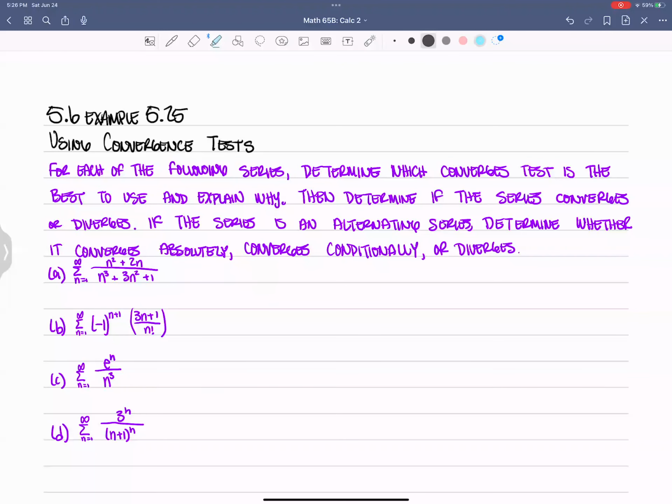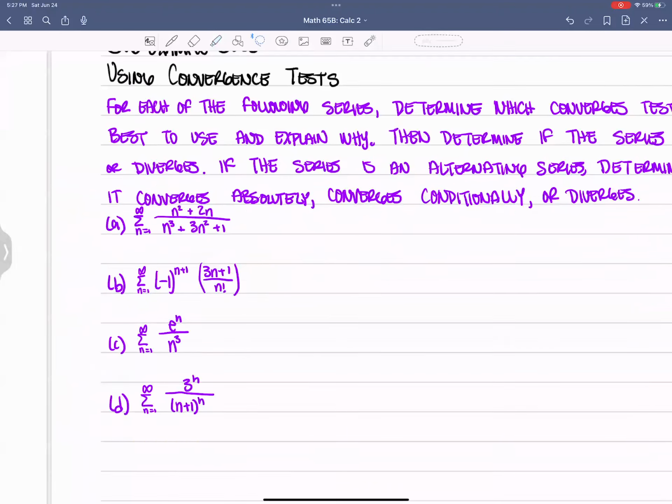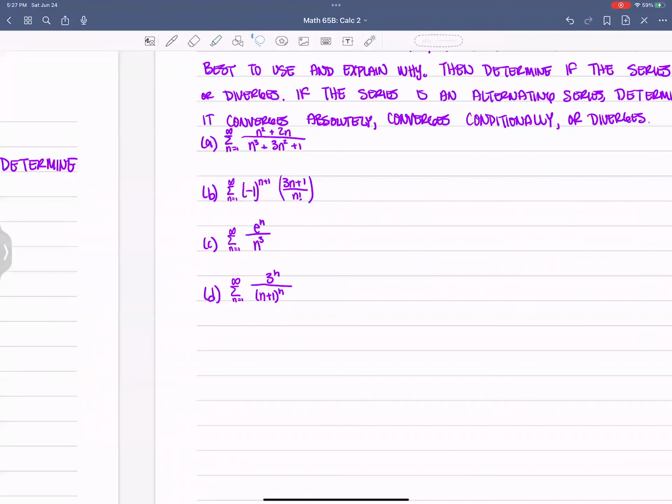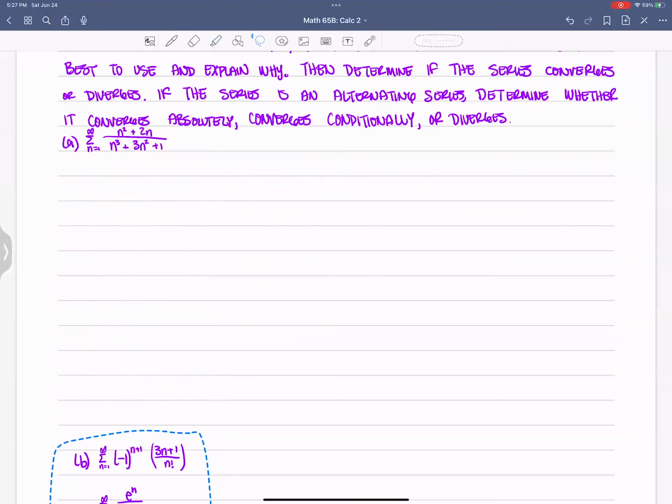Section 5.6, example 25, kind of goes full circle for us now. So using the convergence test, they just want us to see what tests we would use and testing to see if we converge or diverge. So let's take a look at this very first one.